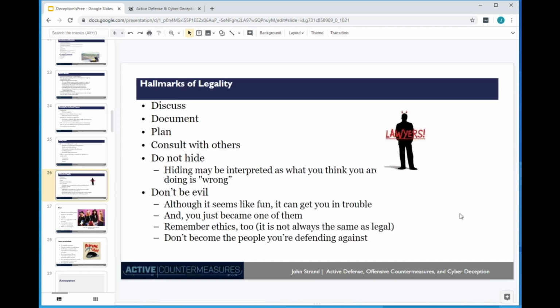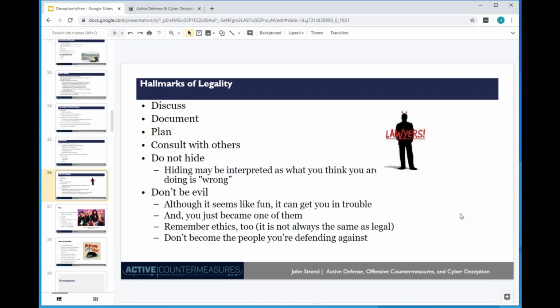So, hallmarks of legality. This came from Ben Wright. Ben Wright was with us at Awareness Con, and it was absolutely fantastic to have him there. Ben is a fellow SANS instructor. I've taught with him for years, and he got really interested in this whole cyber deception thing a while ago.